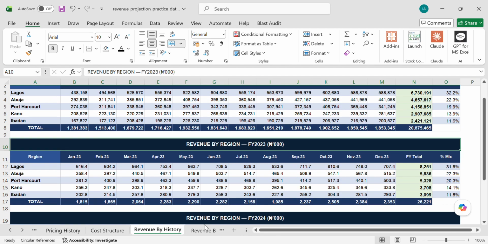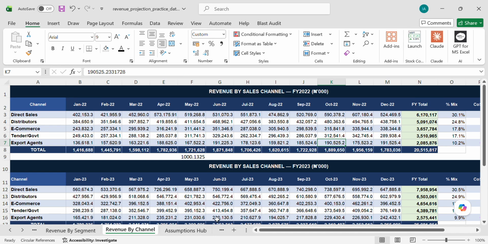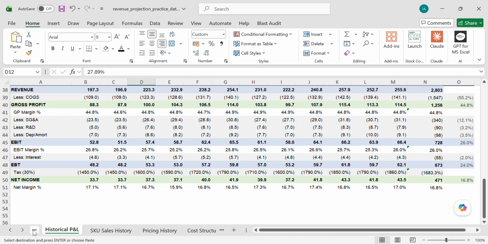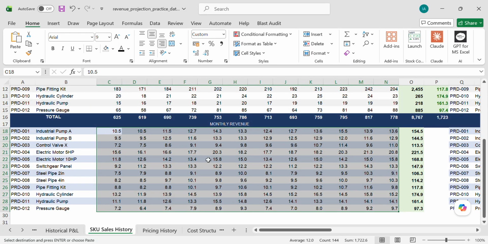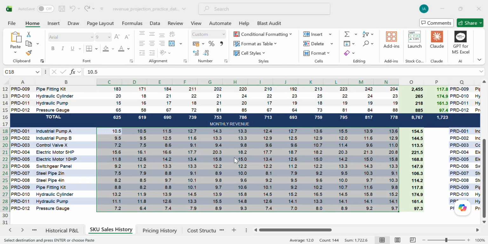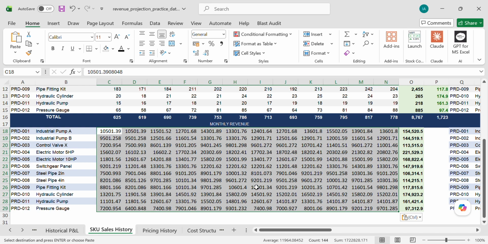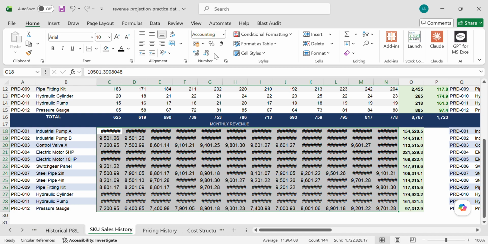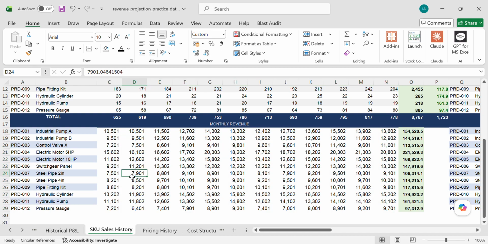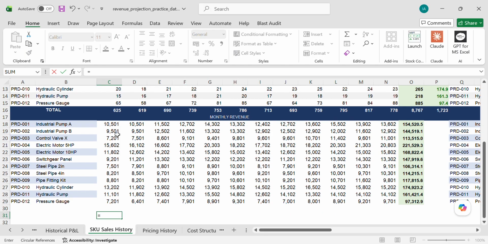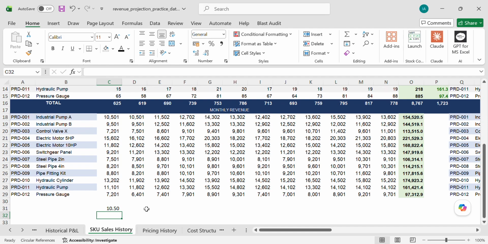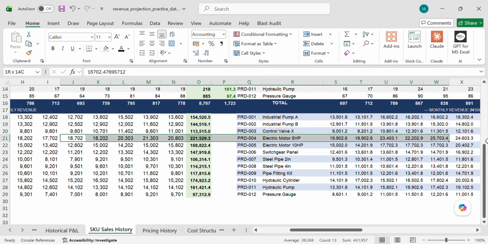I'm going to use this unit to do that. I want to convert it back to the full numbers. I didn't do much actually, so you can see the number was divided by 1,000 to give you the 10.50 here. So I want to see them in full. That's just my best way of doing it.